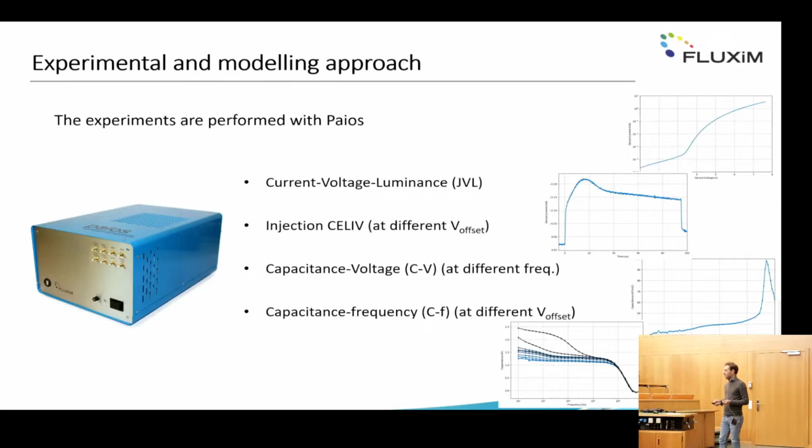So regarding the experiments which we performed, we used PHOTOVOLTAICS, the instrument that you might have seen in the exhibition outside. And in this study, we performed the steady-state, transient and impedance measurements. So we measured the JVL curve, injection sweep at different voltage offset, and then capacitance versus voltage at different frequency, and the other way around. So capacitance-frequency at different voltage.